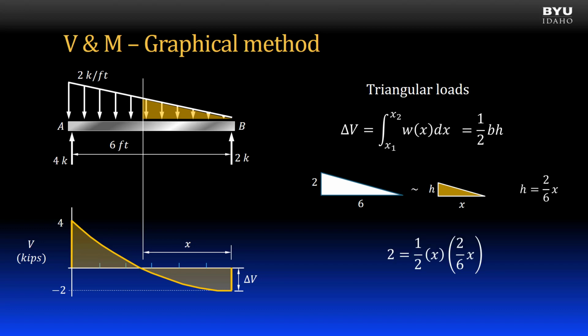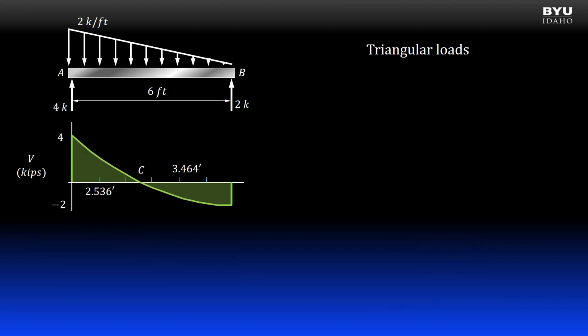Plugging all of this into the equation above, the change in shear has a magnitude of 2 kips, the base of the triangle is x, and the height is 2 over 6 times x. Solving for x, I get about 3.46 feet. With the length from B to C known, we can find the length from A to C.